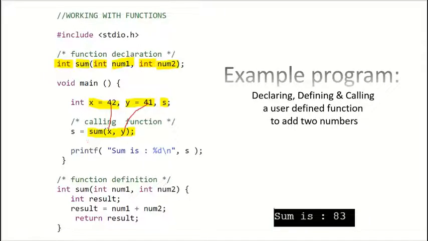So what happens when a function is called is that the program execution will go to the function definition. Here the two variables num1 and num2 will be assigned the values of x and y. That means now num1 will have the value 42 and num2 will have the value 41.